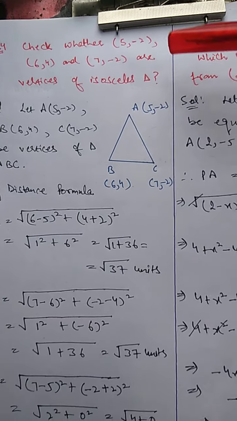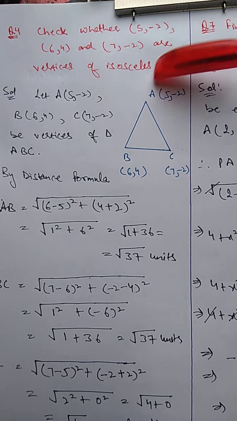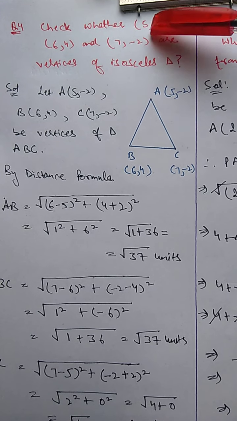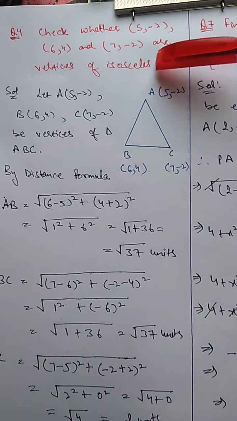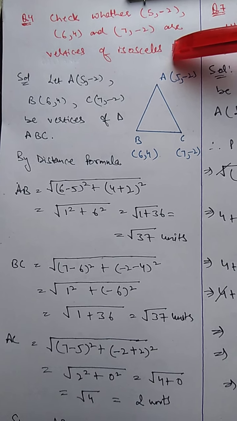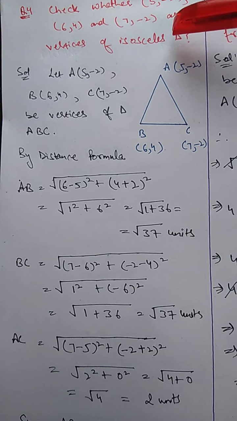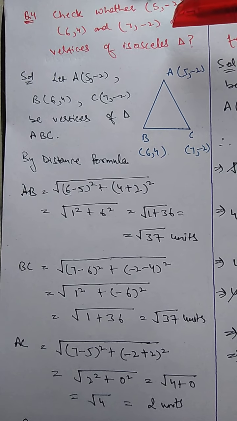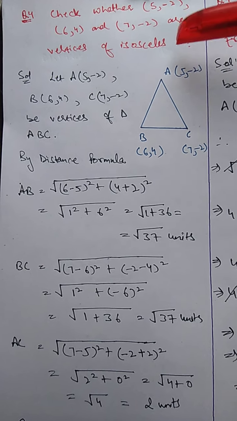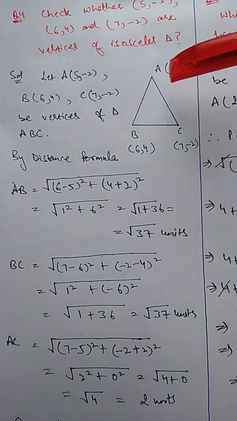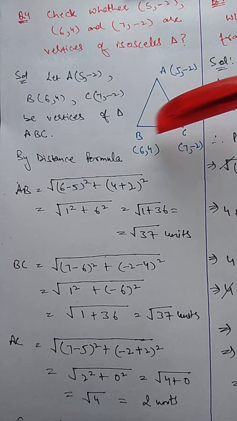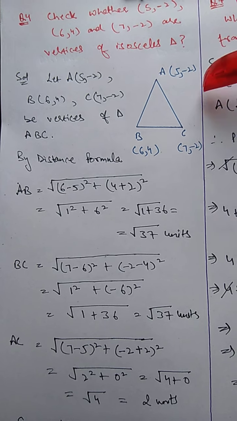In question number 4, we are asked to check whether the points 5, -2, 6, 4 and 7, -4 are the vertices of an isosceles triangle. For an isosceles triangle, you know that any two sides of the triangle should be equal, because an isosceles triangle is a type of triangle in which two sides are equal. So for this, we have taken A, B, C as the vertices of triangle ABC.